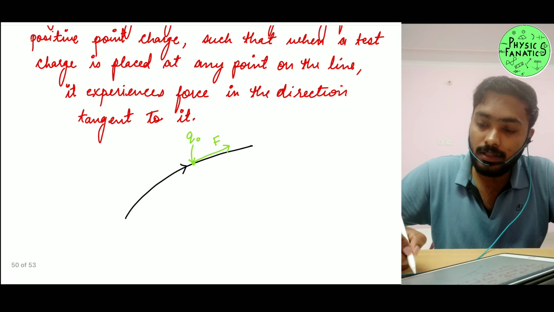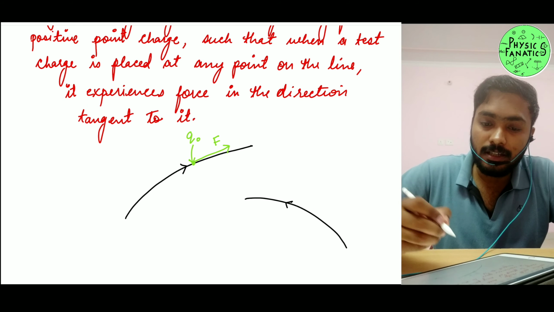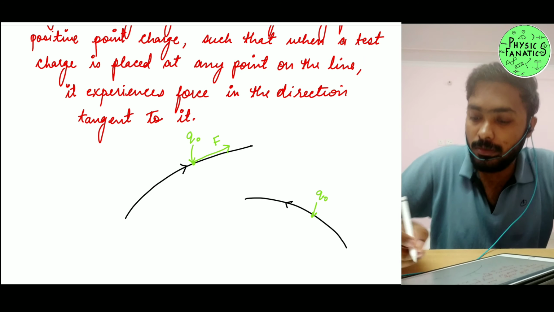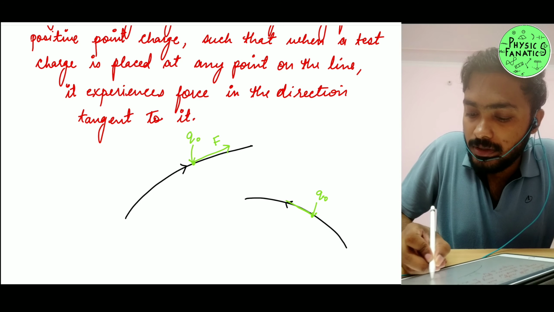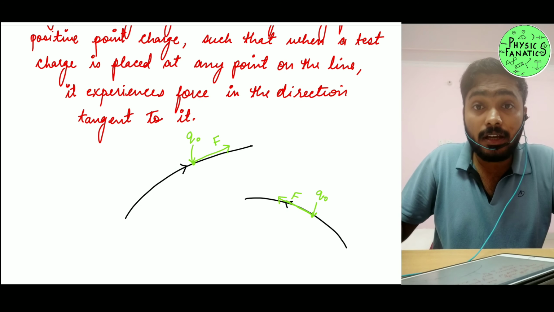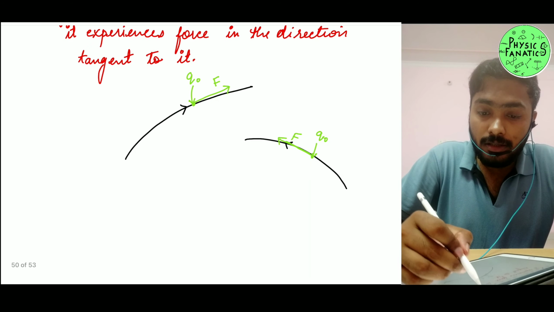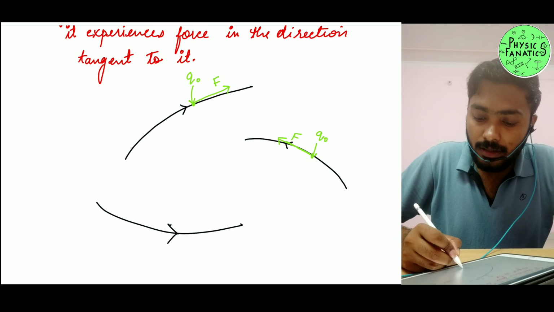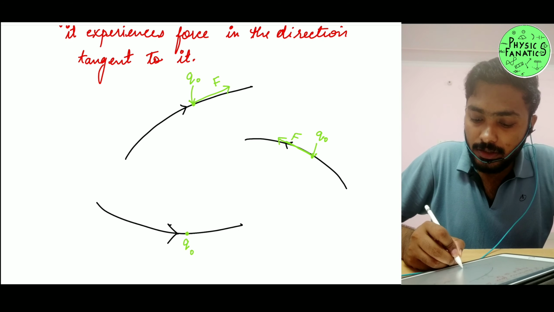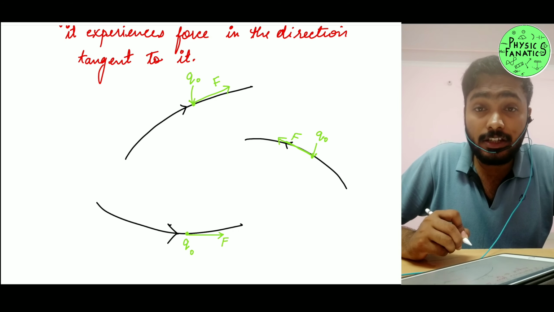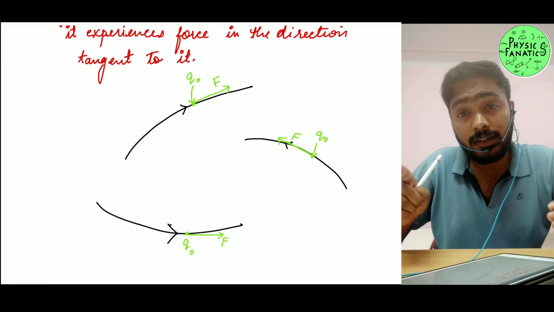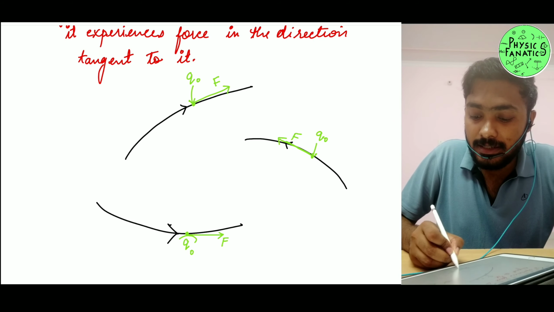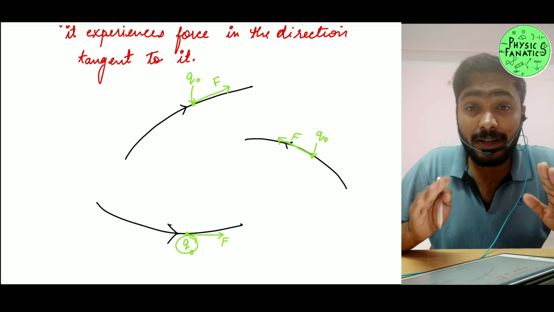Okay, let me make another. Let's say the electric field lines are like this, right? Again, you bring a test charge and place it over here. The moment you place it, it's going to experience a force in the direction tangent to it. Let's say it is like this; you bring a test charge over there, it is going to experience a force tangent to it. In whichever direction your electric field is, in that direction tangent-wise the force will be experienced by this test charge, right? I hope you understand it.